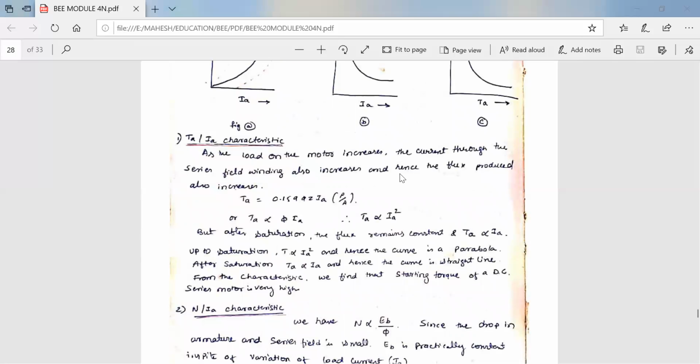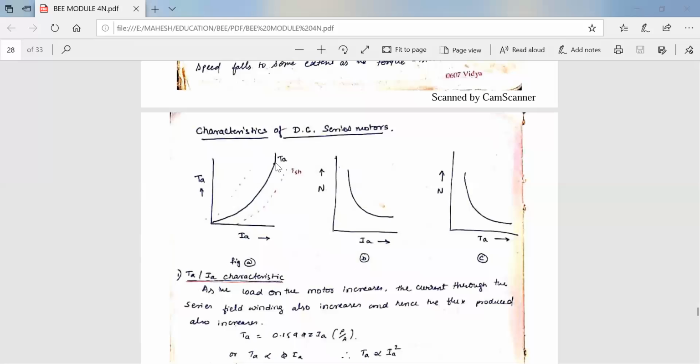As the current increases, since phi is proportional to Ia, the flux is also going to increase. On observing the torque equation, which is given by 0.159 Z phi Ia into P by A, Ta is proportional to phi into Ia, and the flux is proportional to Ia. Therefore, the equation becomes Ta proportional to Ia square. But this is only up to some extent. Here you can see that after saturation, at this point, we call it the saturation point.